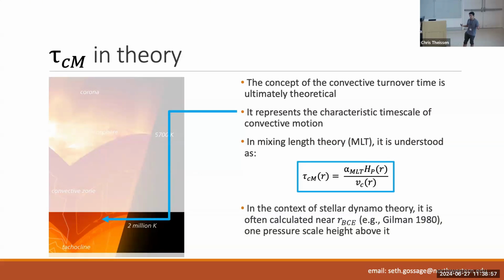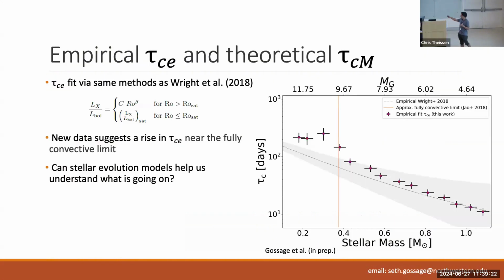In dynamo theory and various studies, it's often thought that this convective turnover time should correspond to somewhere near the tachocline for an alpha-omega dynamo. So somewhere near the bottom of the convection zone, typically one pressure scale height above the bottom of the convection zone. And that's according to, for example, Gilman et al. 1980. So we've calculated models to calculate theoretical convective turnover times that we'll then compare to our empirical ones and try to learn a bit more about what's perhaps going on here.